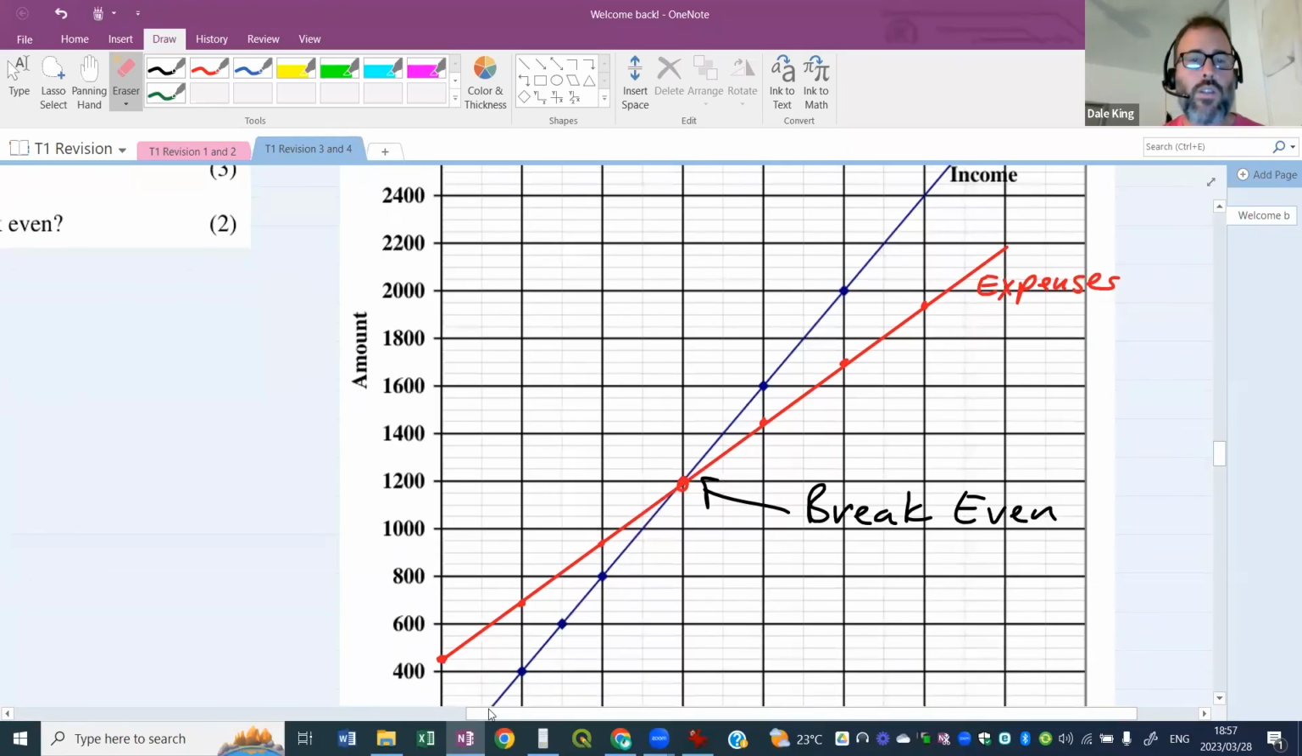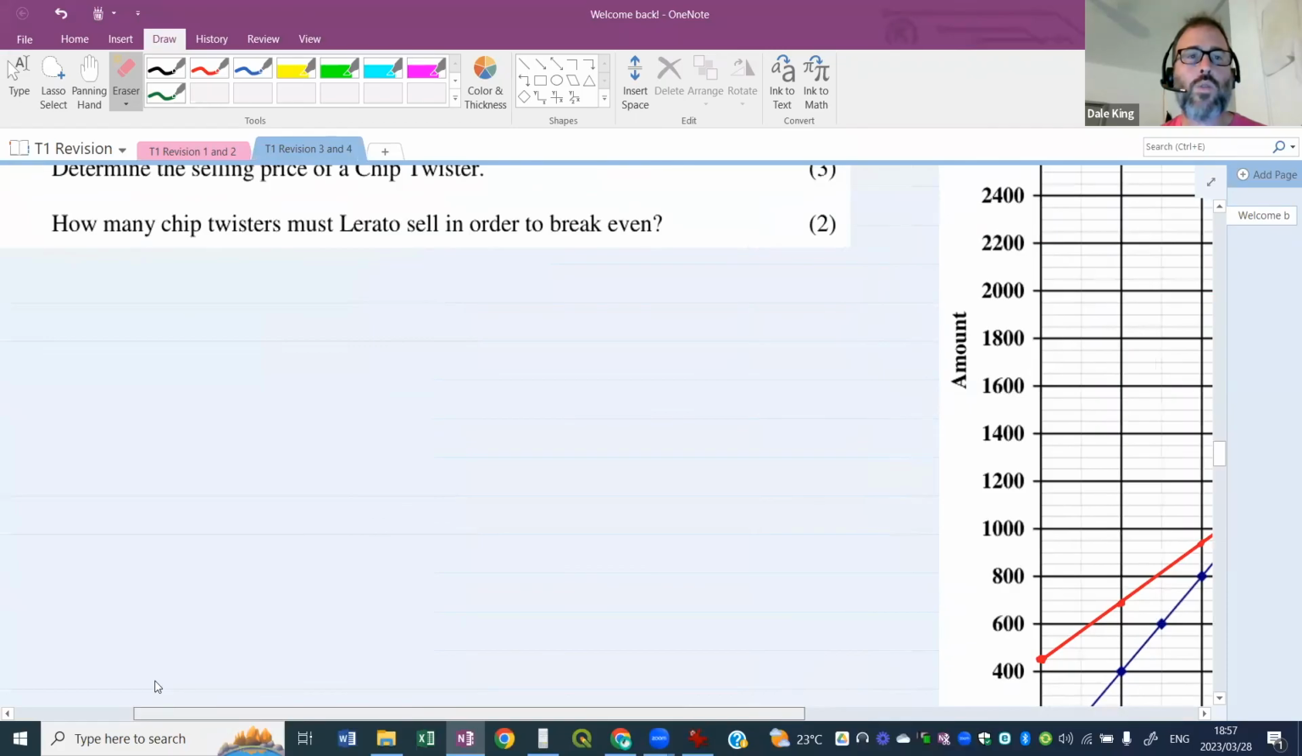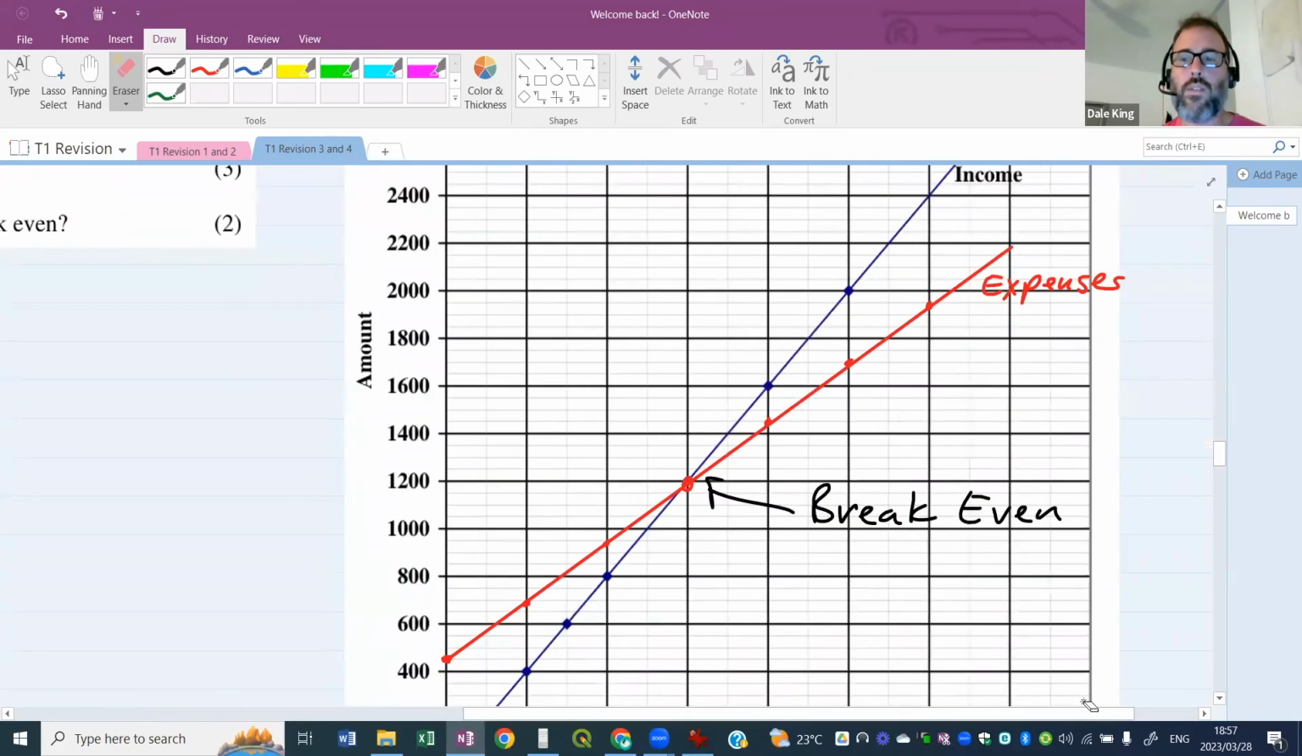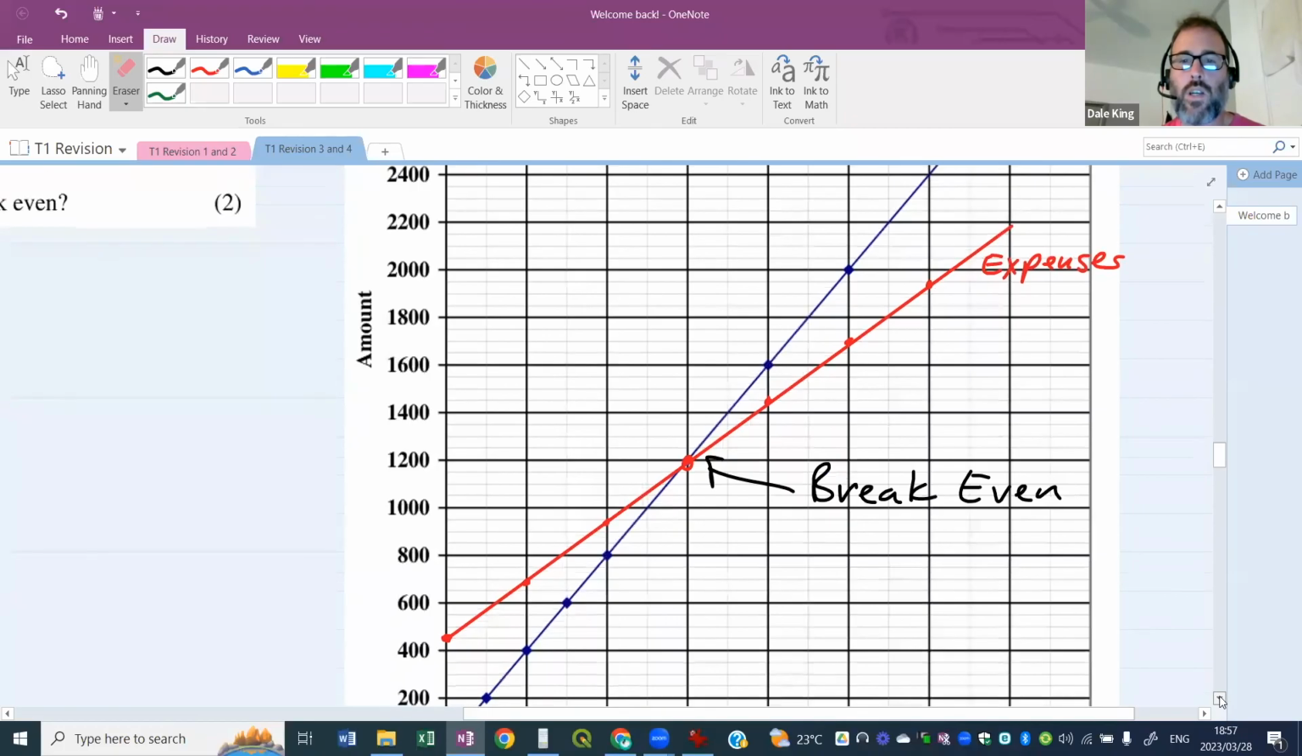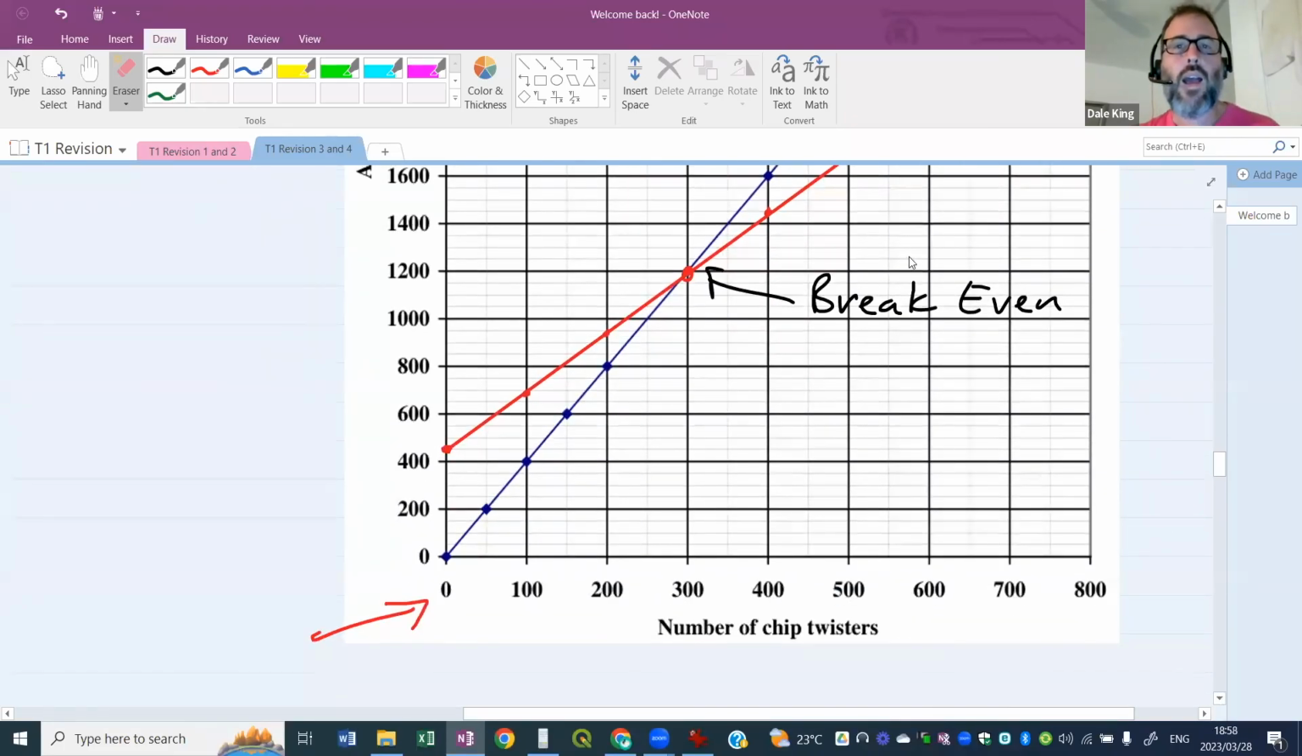Now the question says, how many chip twisters must Lorato sell in order to break even? And as soon as I move down, you guys are all going to shout at me. How many chips must she sell to break even? I'm sure everyone's typing furiously. Any second now, those answers are going to come up. How many chips must she sell to break even? There we go. Well done.